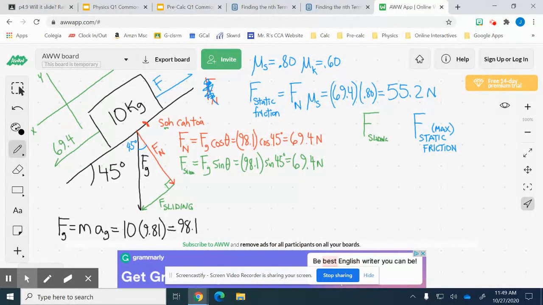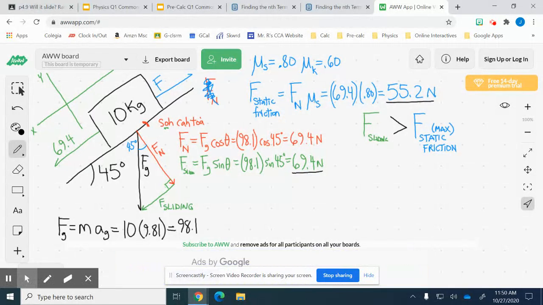Which one is greater? And if we look at it, we have the force of the sliding is 69.4, and the force of the static friction is 55.2. The force of the sliding is greater than the force of the static friction. Therefore, this thing will start sliding.